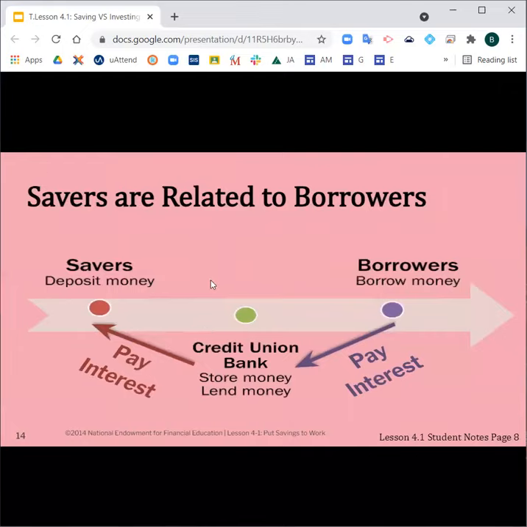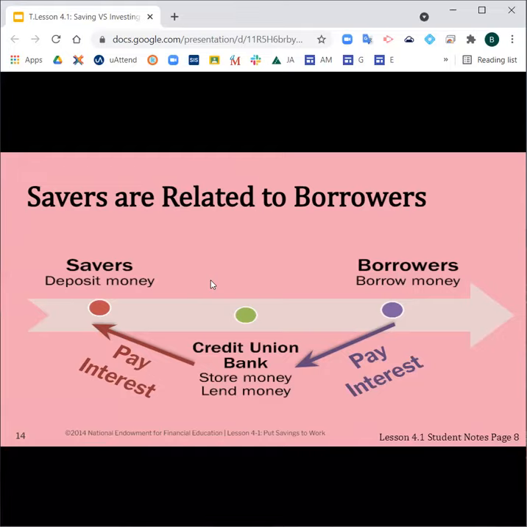And then the last thing that we're going to talk about here together is just saving and how it's related to borrowing. So saving and borrowing are just sort of 2 sides of the same coin. Both are going to be either earning or paying interest. So if you have money in a savings account, you are earning interest, and that interest is being earned because the bank lends out that money. So you still have access to it.